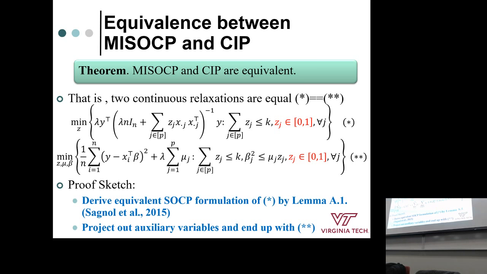Okay. So the derivation uses a nice observation from these statisticians. They observed that this formulation can be formulated as an SOCP. And we introduce a lot of auxiliary variables, an extended space, additional variables to formulate this problem as an SOCP, a second order conic problem. And by projecting out those variables, you end up with our formulation.